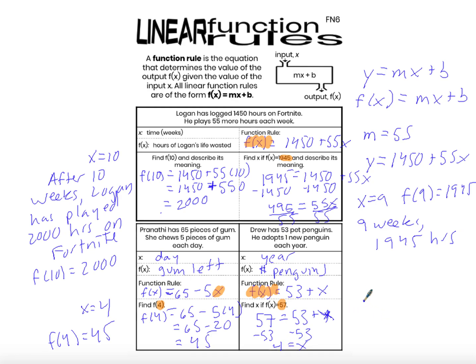My input is just 4. So f of 4 equals 57. That means given an input of 4, my output is 57. The meaning in terms of the situation is after 4 years, Drew will have 57 penguins.